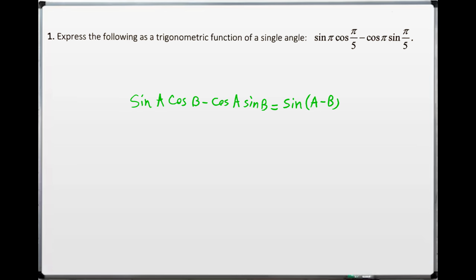Then we look at our formula sheet and we can find the formula in difference identities. Look at it. Sine A cosine B minus cosine A sine B is equal to sine of A minus B. So we just put sine of pi minus pi over 5. And now we would be able to solve the expression inside the parentheses, and we would have sine of 4 pi over 5.